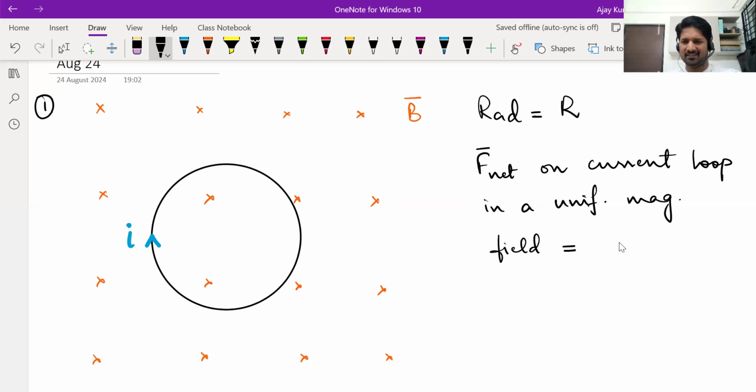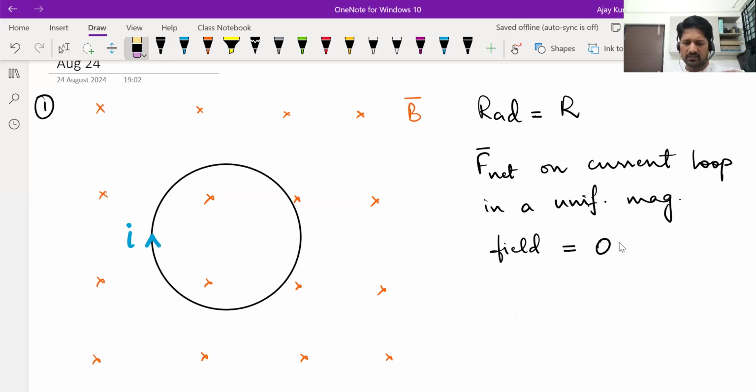See, it's a current wire, but it has been bent in the form of a loop. Now, if the magnetic field is uniform, net force on a current wire generally is I L cross B. For a closed loop, the L vector becomes 0. So the net force on the current loop also becomes 0. We had discussed this in the class before last. We even recollected how an electric dipole experiences net zero force in a uniform electric field. Similarly, a magnetic dipole experiences net zero force in a uniform magnetic field.